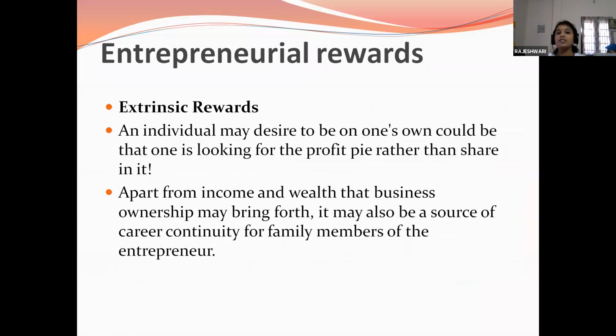Extrinsic rewards mean career development. An individual may decide to be his own boss looking for profit, not salary and bonus from working somewhere, along with career continuity for family members of the entrepreneur. We get a very good salary, a very good bonus and very good appreciation from our boss or from where we are working. Getting very good appreciation from our boss is a type of extrinsic reward.